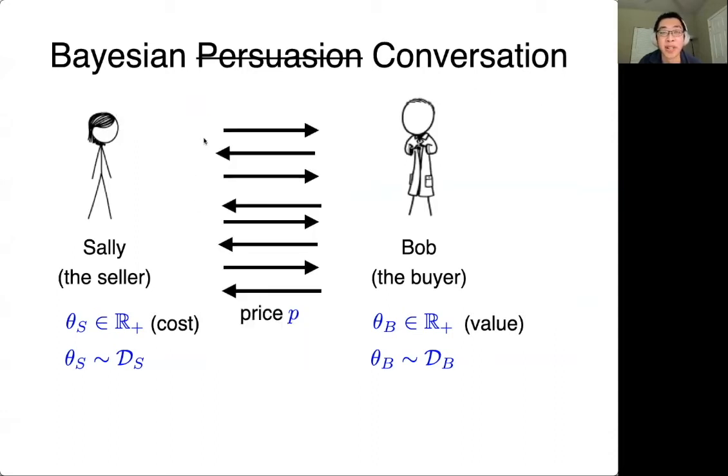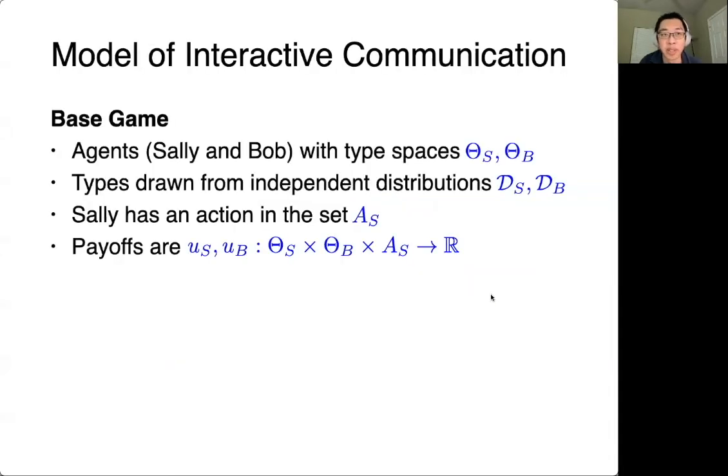And we can further generalize the conversation into having many rounds. And in the end, Sally will set some price P. So now we formally introduce our model of interactive communication.